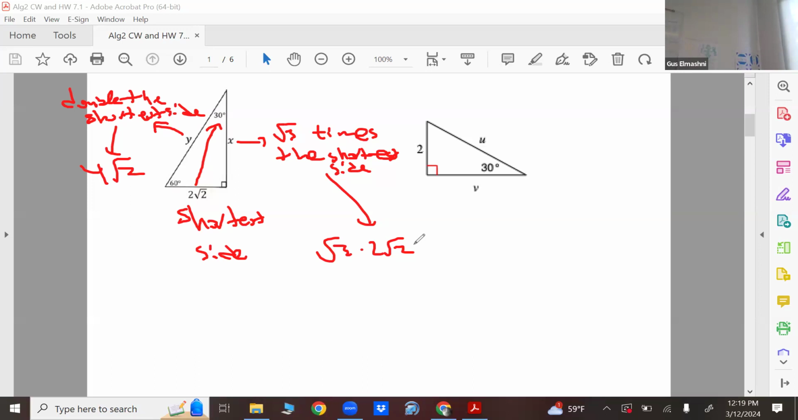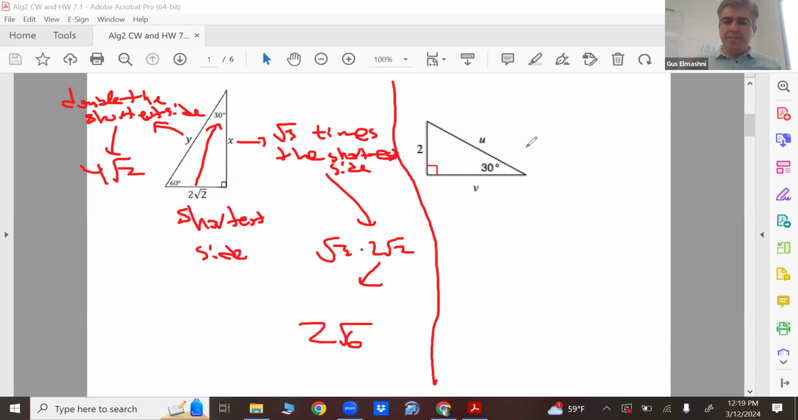But can I simplify this a bit more? Root 3 times 2 root 2. Can I condense that a bit more? 2 root what? Careful. 2 root 6. Got to multiply, right? 2 root 6. Okay, good.